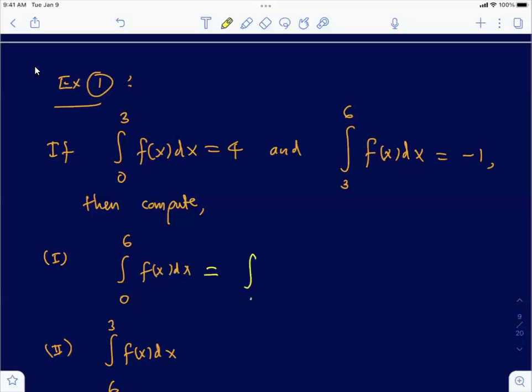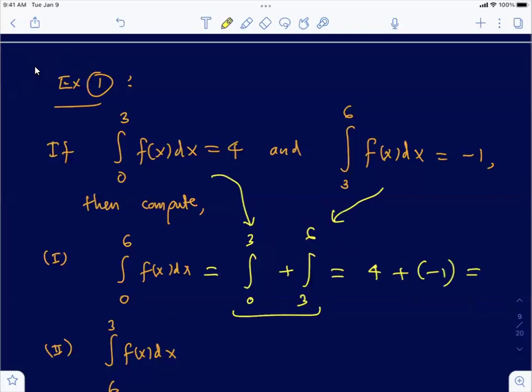The integral from 0 to 6 is none other than the integral from 0 to 3 plus 3 to 6. Right here, I'm being lazy without writing f(x) dx in both of those cases, but it is supposed to be the complete notation. However, these two integrals are none other than these two pieces. So 4 plus minus 1 equals 3.